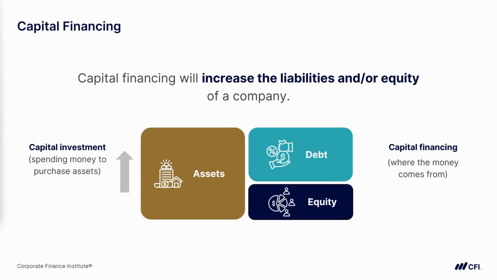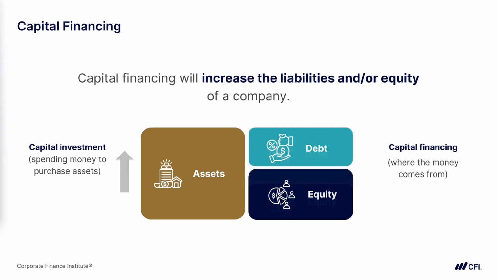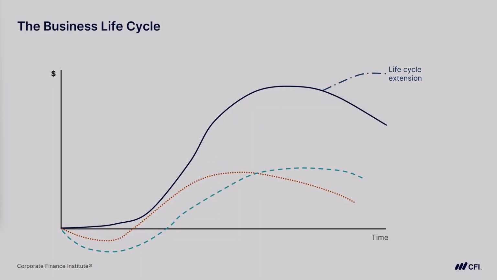For instance, we may choose to finance a project using more debt than equity, or we may also decide that it's better to use more equity than debt. Our focus needs to be on this balance and how to calculate what is optimal for the company and its shareholders. So let's discuss now the business life cycle.